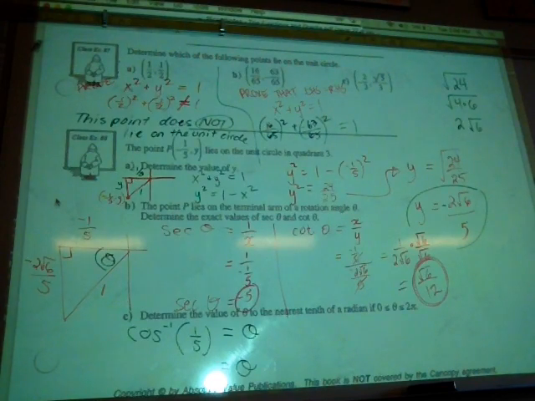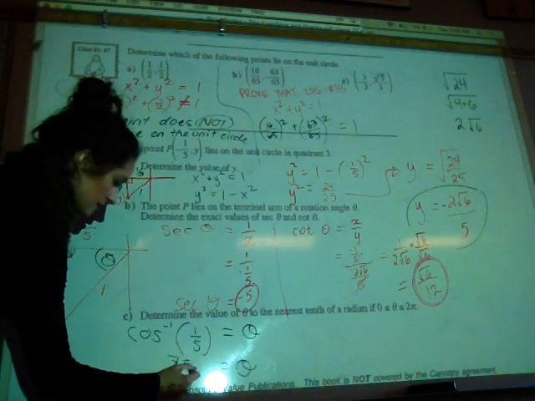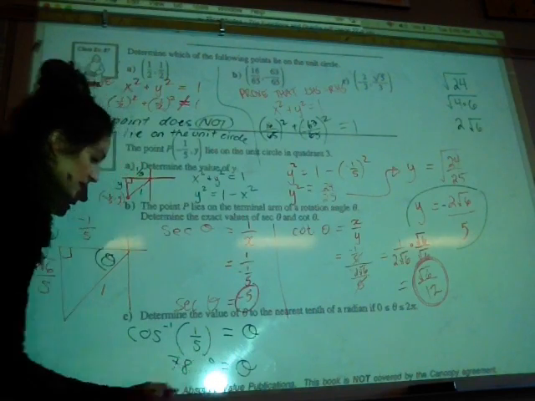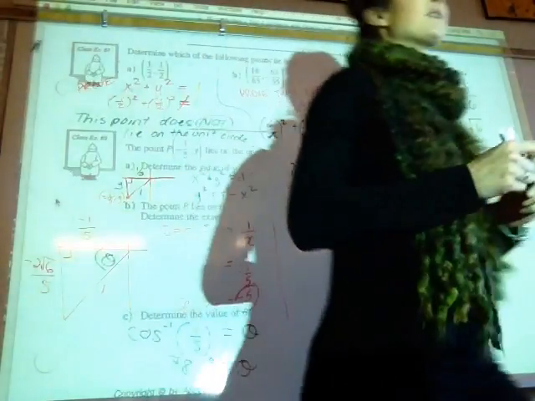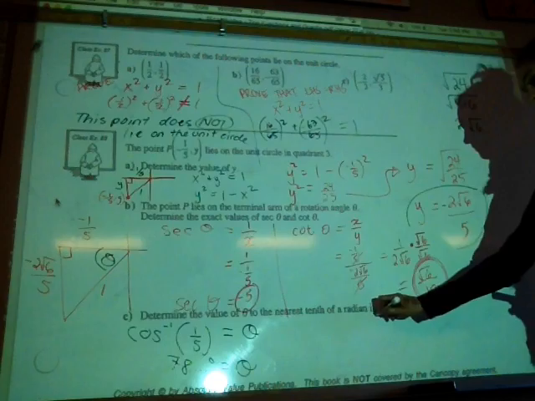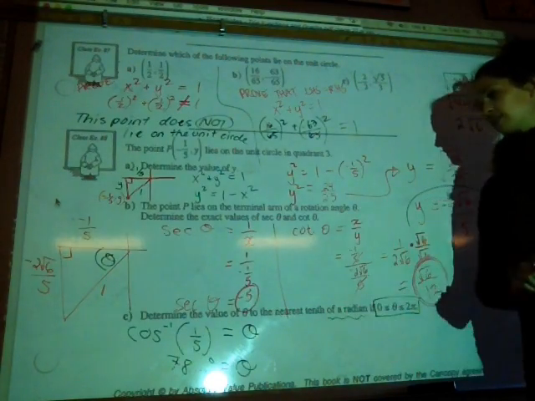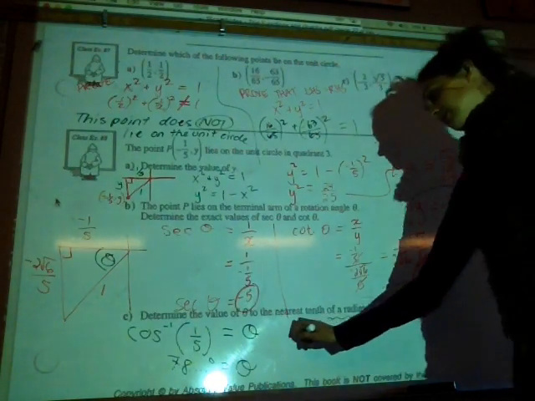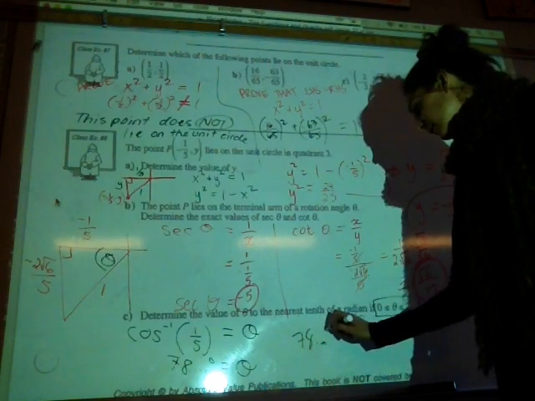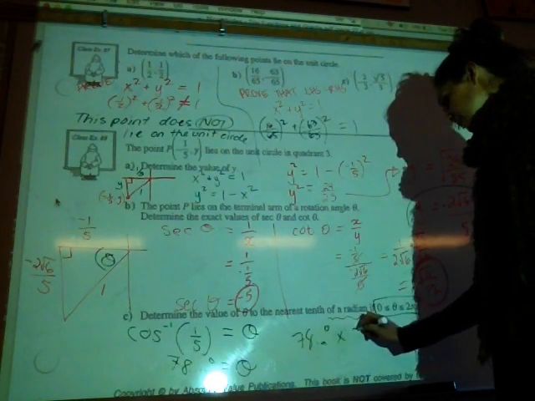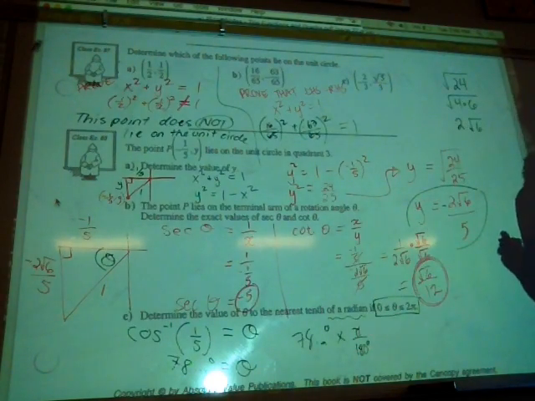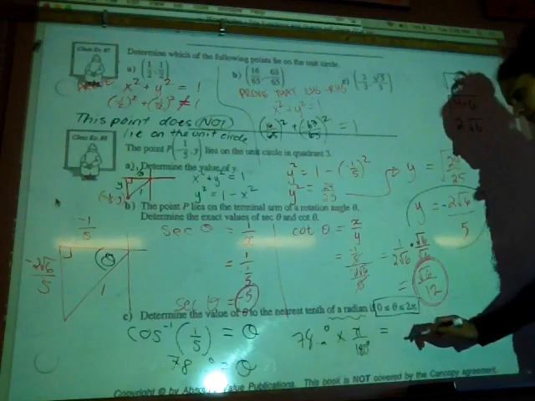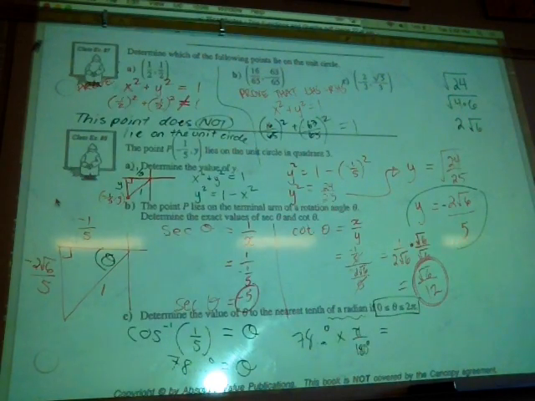What did you guys get? 78 point something degrees. Read the question closely. What does it want? Nearest tenth, and what's the domain? In radians, and it also says nearest tenth of a radian. So we have to take our degree measure, 78 point whatever, and multiply that by pi over 180. And this time we need to actually multiply by the pi, because they want it to the nearest tenth of a radian.